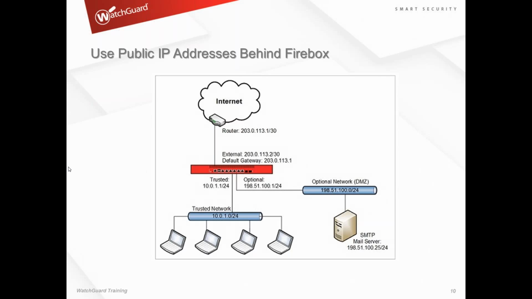The other thing I wanted to cover real quick is how to use public IP addresses behind the Firebox. While this isn't necessarily a NAT conversation, a lot of times people ask, can we publish a web server with that public IP? And the answer is absolutely. What we can do is create an optional network, an optional DMZ, that the public IP is mapping directly through, and we'll show you how to do that in the configuration.